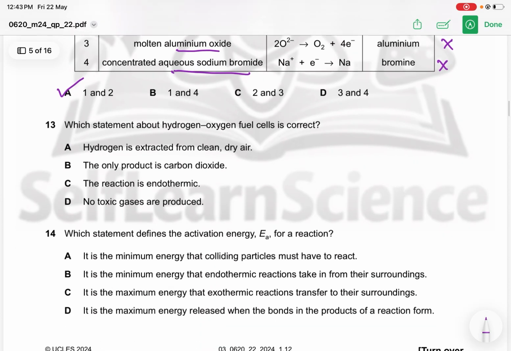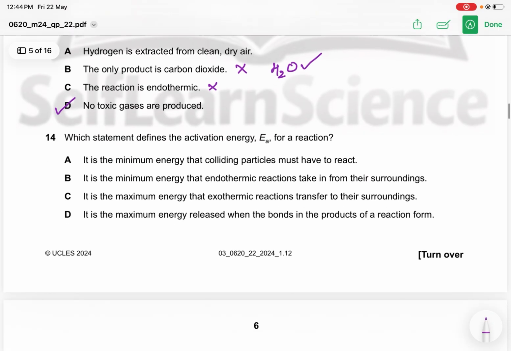Next, which statement about hydrogen oxygen fuel cells is correct? Hydrogen is extracted from clean dry air. Hydrogen is not extracted from air. It is extracted from hydrocarbons. The only product is carbon dioxide. No, the only product for H2O2 is water. The reaction is endothermic. No, the reaction is exothermic. No toxic gases are produced. Yes, for hydrogen oxygen fuel cells, the only products formed are water and heat.